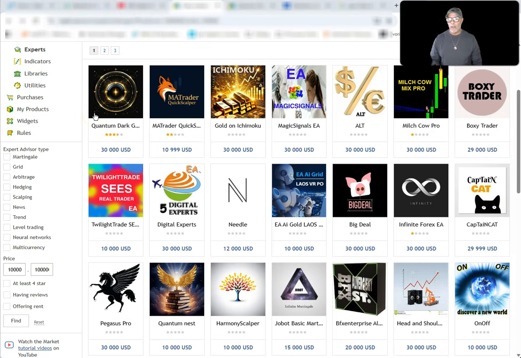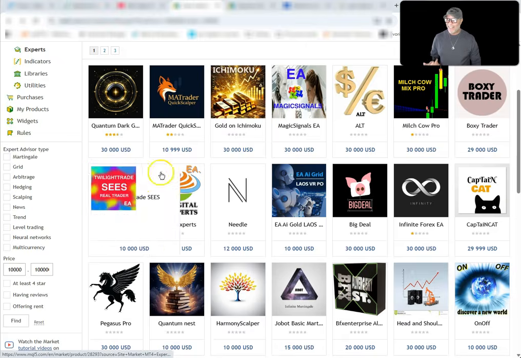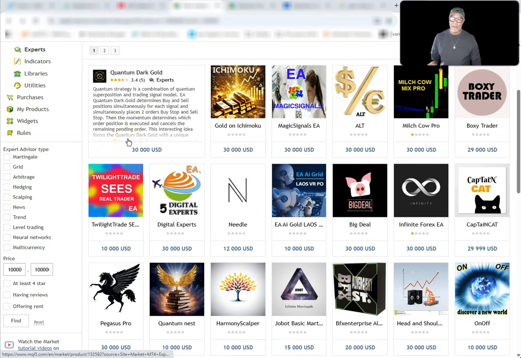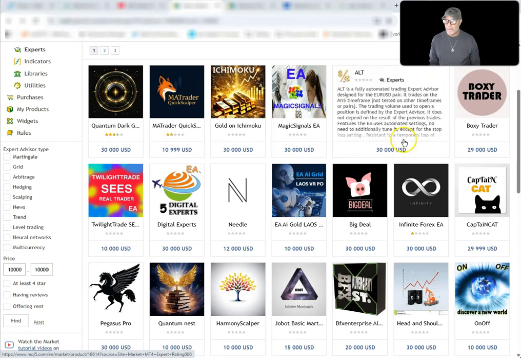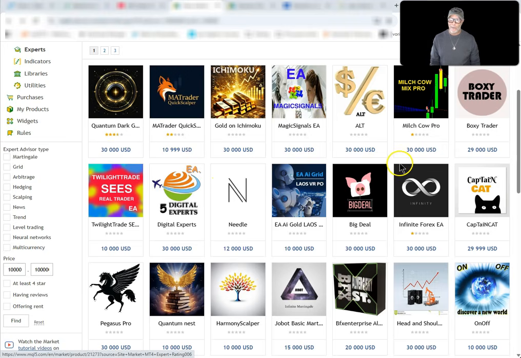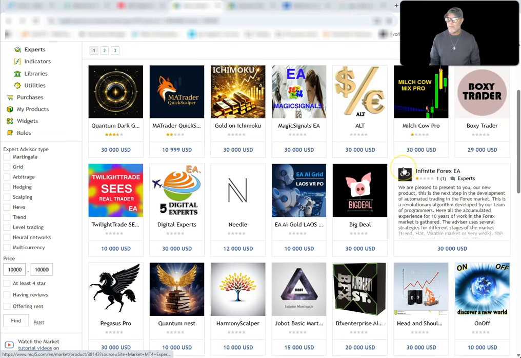MQL5. This is one of the largest repositories, one of the largest offerings of programmers and their robots. They call them expert advisors. I call them robots. You can call them algorithms. Whatever the case may be, but you can see that these things are up to $30,000. I think that's the max. It's up to $30,000 for a particular robot. You don't see very many ratings with this one. This one has a 1 star, and it's $30,000. The money's not that important, but there's over 5,000 active robots on this site.